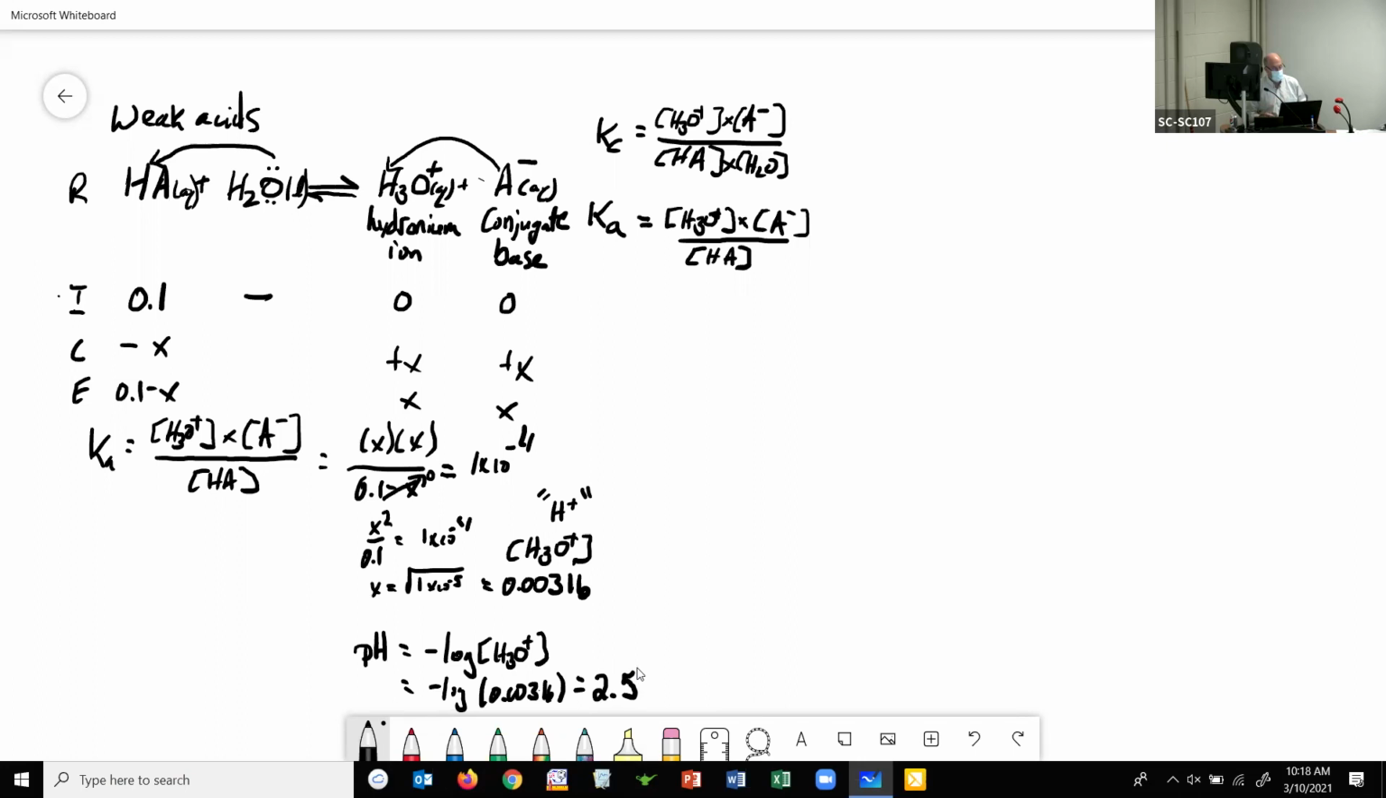Is that concentration for A minus too? Let me repeat the question, to see if I got it. Are you asking, is that 0.00316 also the A minus concentration? It is. But in terms of things that happen in solution, the hydrogen ion is really important to keep track of because it's a lot more active. So chemists tend to obsess over the hydrogen concentration, so that's what pH does.